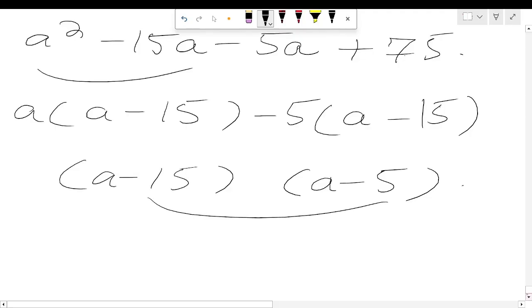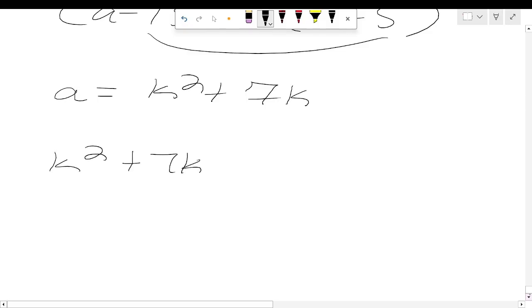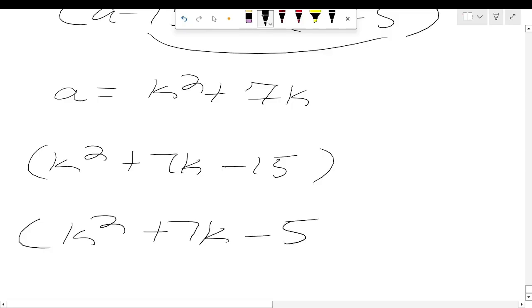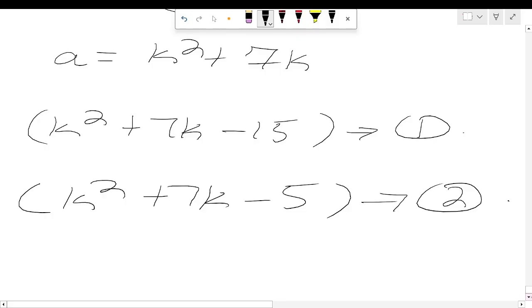Now we need to replace the value of a. Now let's place the value of a. So what was a equal to? So a was equal to k square plus 7k, and now we will write k square plus 7k minus 15 for the first factor. So this is the first factor, and then k square plus 7k minus 5, this is the second factor. So here we have the first quadratic expression, here we have the second quadratic expression. Can we simplify them? No, we cannot.